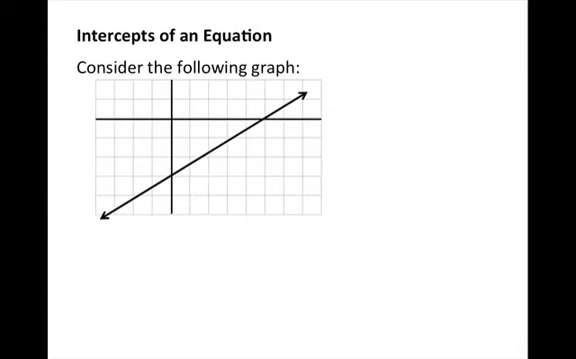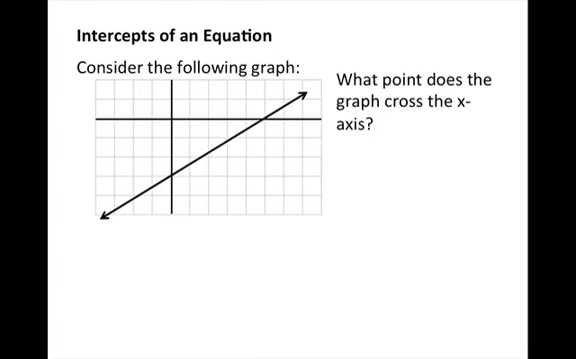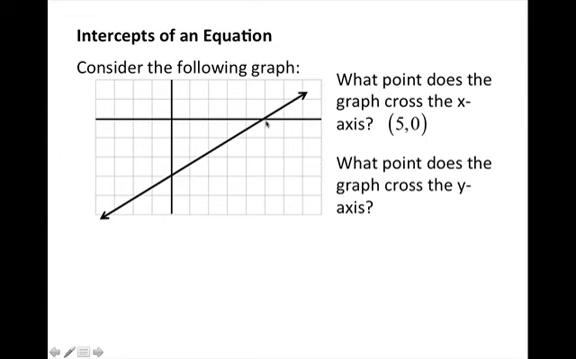Now the next way we're going to look at for graphing an equation is using the intercepts. So let's just first consider the graph that I have below. I want to ask myself, at what point does the graph cross the x-axis? Well, the graph is crossing the x-axis at the point 5, 0. Next, we want to look at what point the graph crosses the y-axis. Well, our graph crosses the y-axis at the point 0, -3.